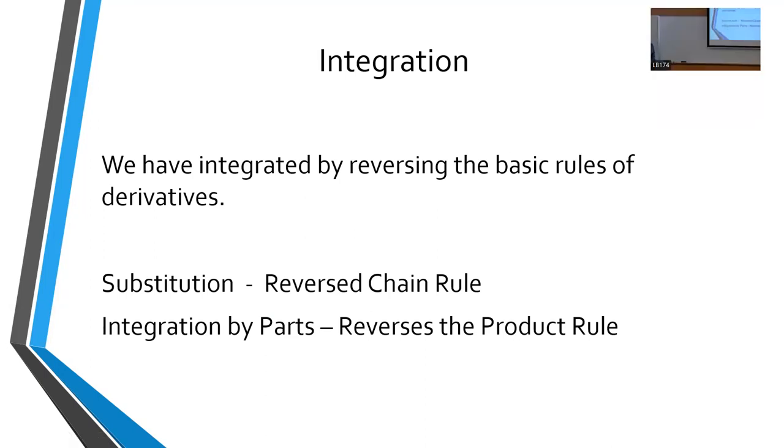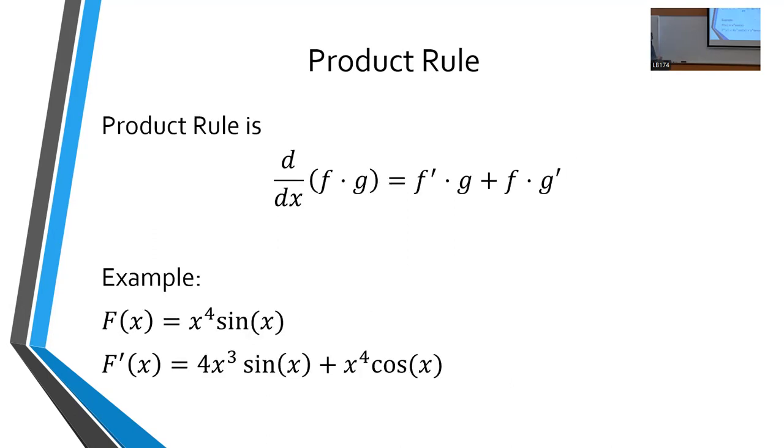You guys remember the product rule? So substitution came from reversing the chain rule. Integration by parts is actually the reverse of the product rule. The product rule says if we have functions that are multiplied together and I want to take a derivative of the product of those two functions, I take the derivative of the first function times the normal second function. And then plus the normal first function times the derivative of the second function.